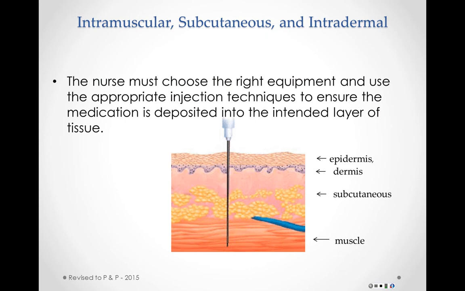The dermis is the second layer of skin beneath the epidermis. Intradermal injections are deposited here. Underlying the dermis is the subcutaneous tissue. The literal meaning of subcutaneous is under the skin. Nurses frequently give subcutaneous injections. Insulin and anticoagulants such as heparin and Lovenox are a few of the more common ones.